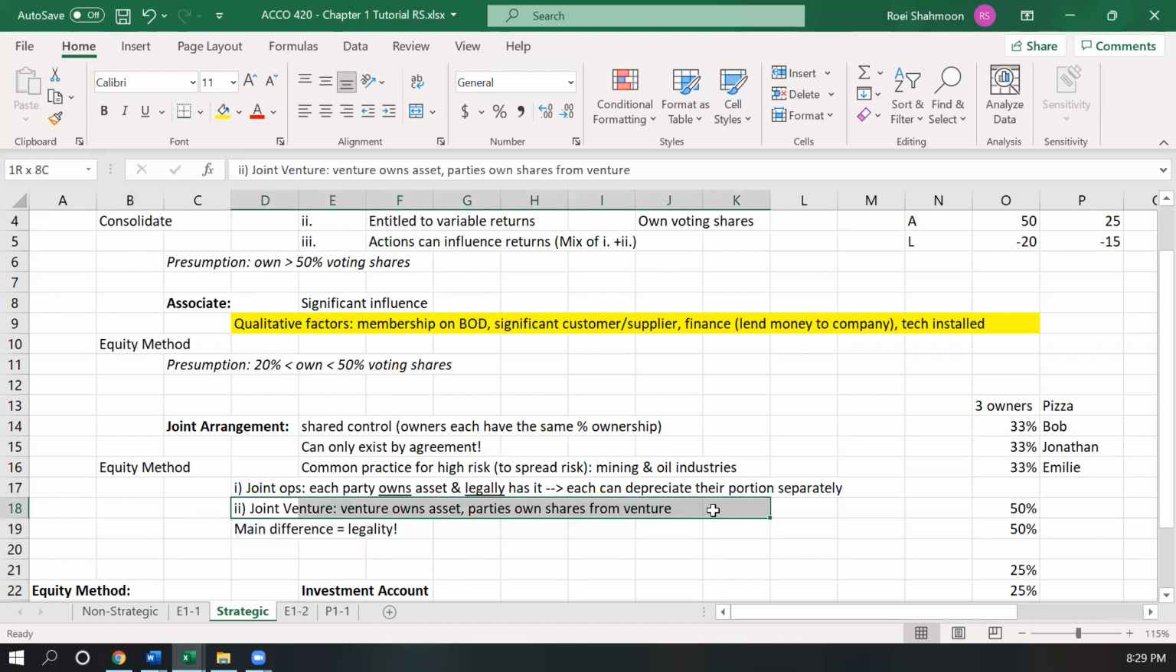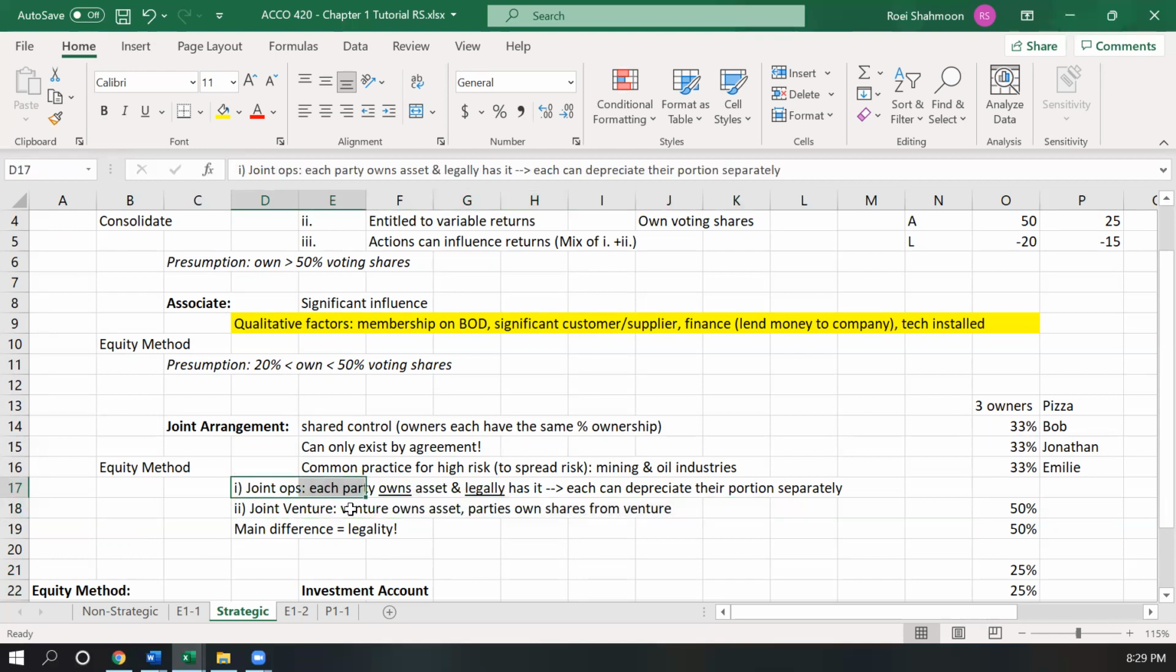Joint venture cannot exist without a separate company being opened. There's no venture if there is no separate business. However, and guys, please pay attention carefully to what I'm saying here. If you have a separate entity, it does not necessarily mean you have a joint venture. You can have a separate entity, a separate company, but have it be a joint operation.